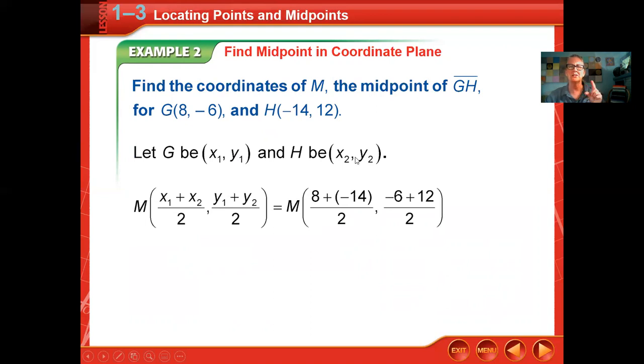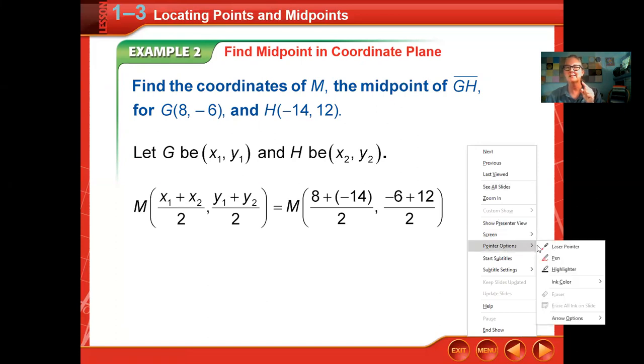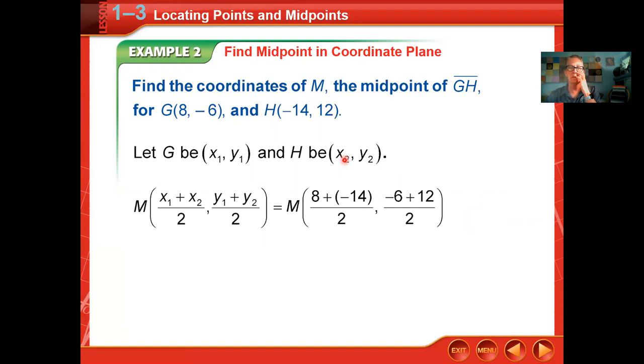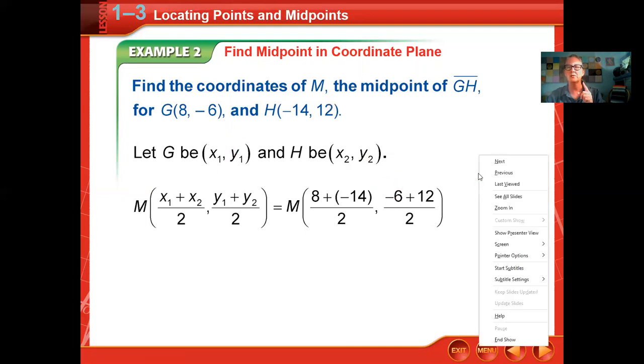They just stuffed it all in there. So since G was X1 was 8, they put that in here for the X coordinate of the midpoint. For H, X2 was negative 14, and that goes in here. All right, so if you add those two, 8 plus negative 14, hopefully you get negative 6. That'll be on the next step. And then to substitute this, they used Y1 is negative 6, and Y2 was 12. Okay, that's where those numbers came from.